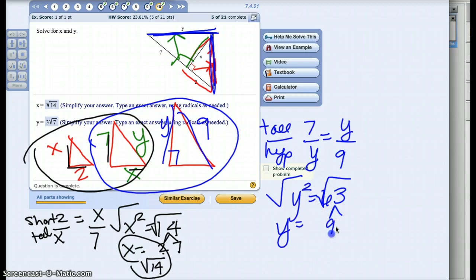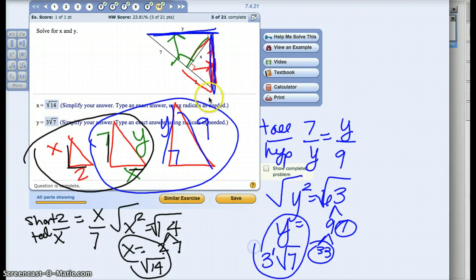let's see, I'm going to use 9 and 7, 3 and 3. So what we're looking for are pairs. So I have one pair of 3's that came out, and then this leftover 7 has no pairs, so it stays inside the square root.